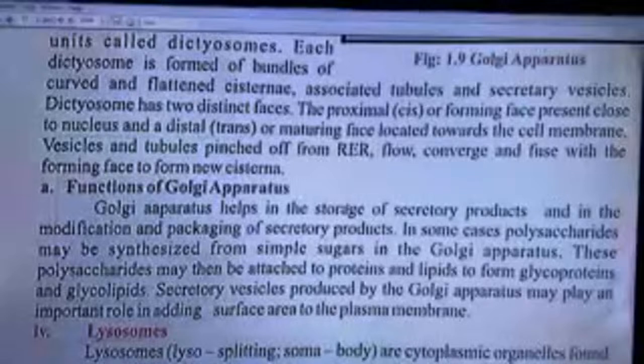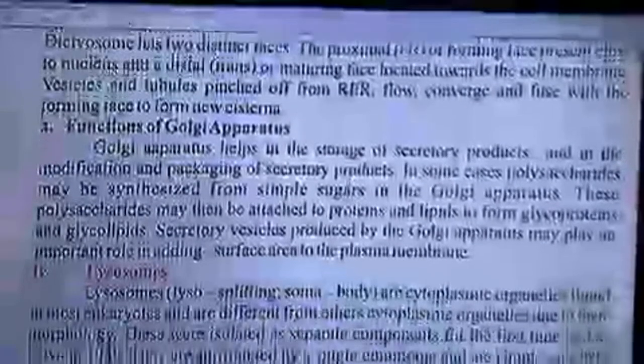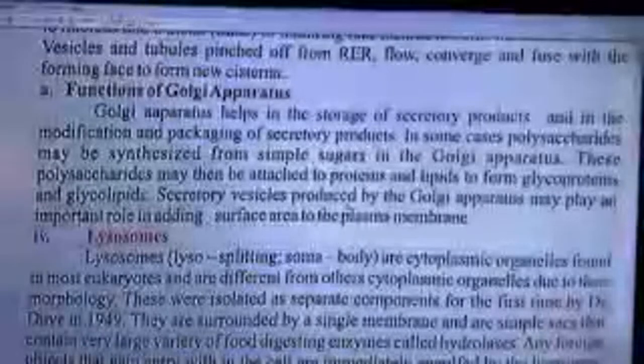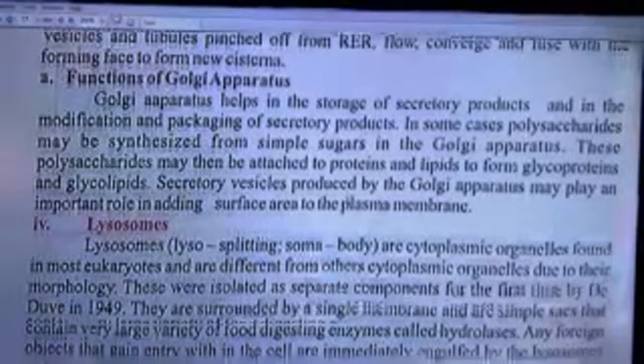Dictyosomes have two distinct faces. The proximal or cis forming face is present close to the nucleus, and a distal or trans maturing face is located towards the cell membrane. Vesicles and tubules budded off from rough endoplasmic reticulum flow, converge, and fuse with the forming face to form new cisterna. Function of Golgi apparatus.